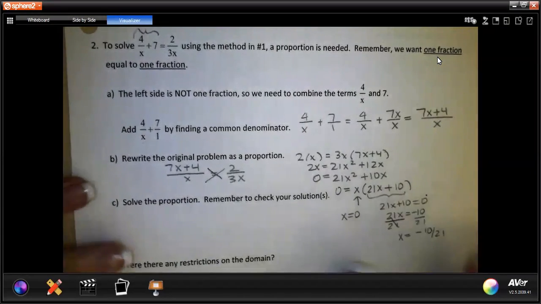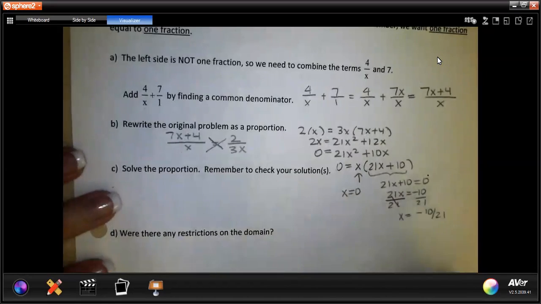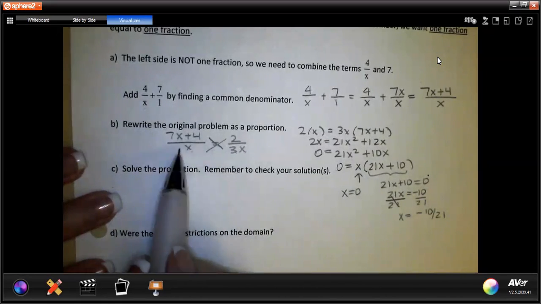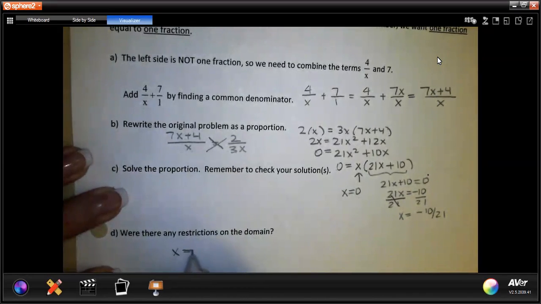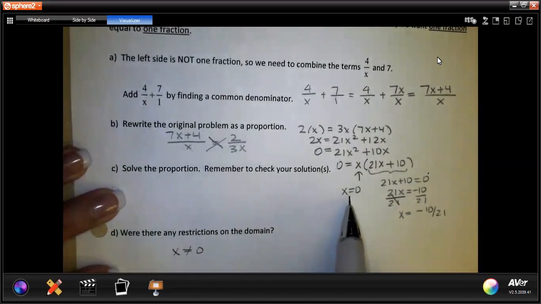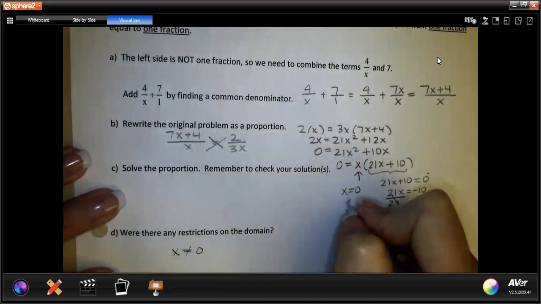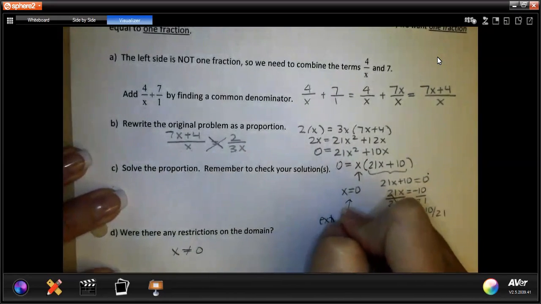Now, remember to check for those domain restrictions. So if we think about the domain restrictions here, the only thing that can make either one of these 0 is if x itself was 0. So this first solution is not going to be a true solution. This is extraneous.